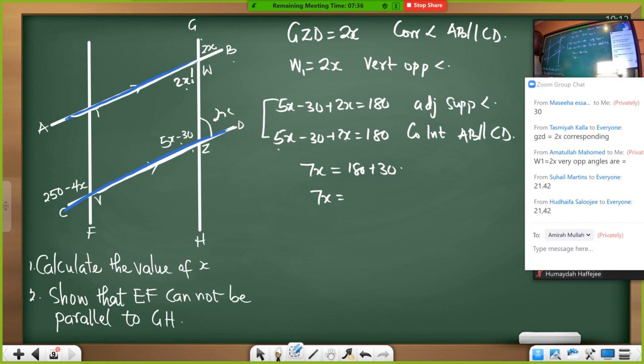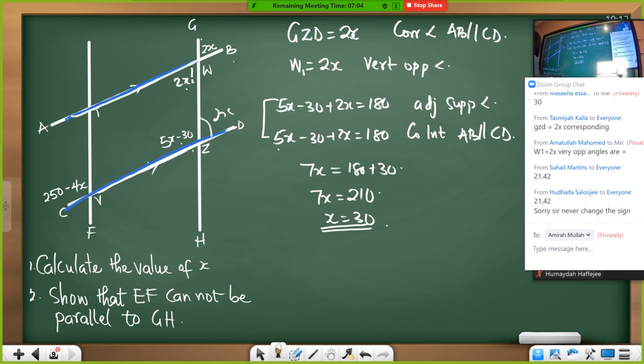All right, Hudaifa, where is your... And so where are you guys getting 21? Where are you getting 21, 42 from? I'm lost with your 21, 42. Martins and Saluji, I'm lost with your 21, 42. X is 30.